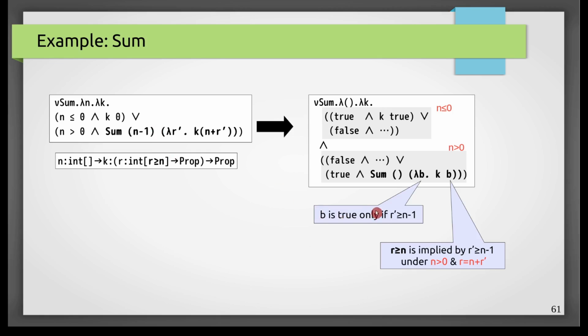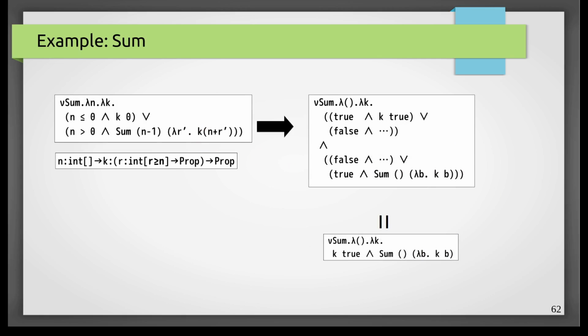So we can apply k to b here because r no less than n is implied by r prime no less than n minus 1, and n is greater than 0, and r is equal to n plus r prime. At last, by simplifying the formula, we obtain this one I showed in the method overview.